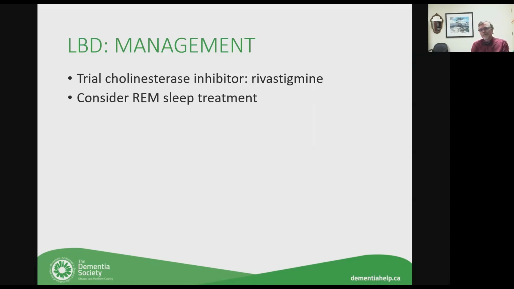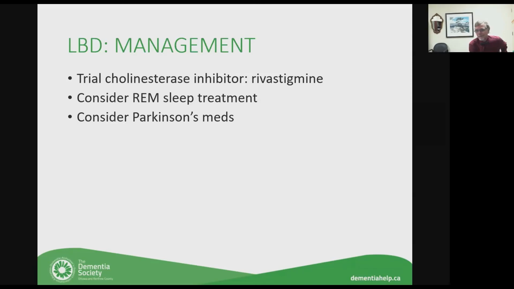The REM sleep disorder can be very disruptive. If you wake up from your dream and you call the police because you think someone broke into your house, that transition from dream to wake can be very traumatic. So there are treatments specifically addressing the sleep component. It is, as I said, one of the most disruptive symptoms in caring for someone with Lewy body, but it's also one of the most dangerous for the person themselves. So we try to control those symptoms.